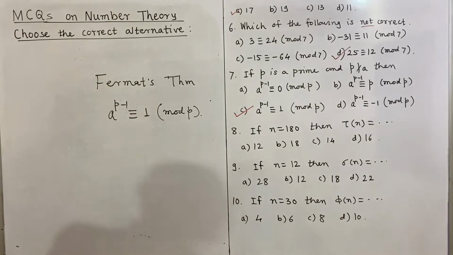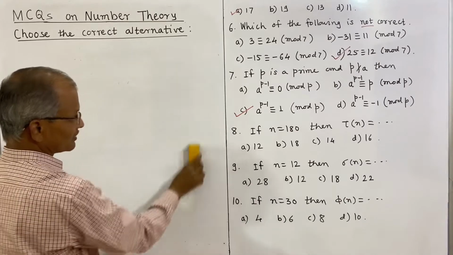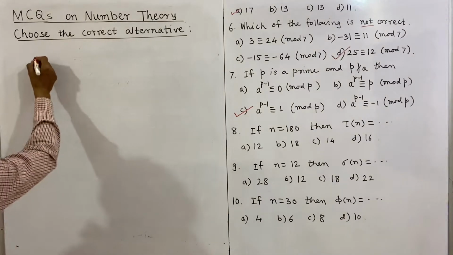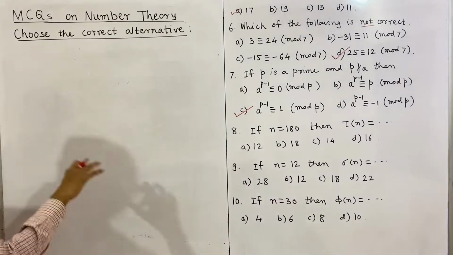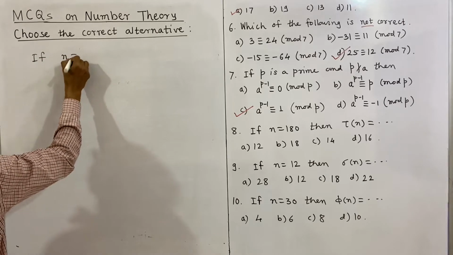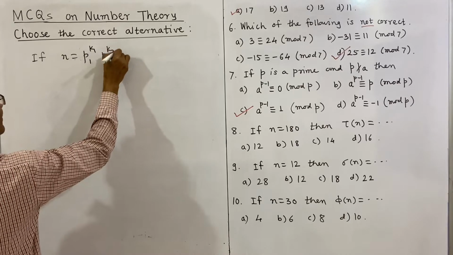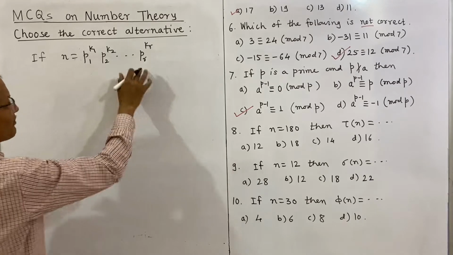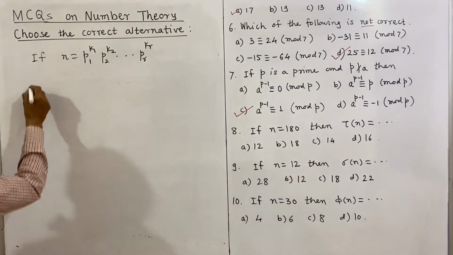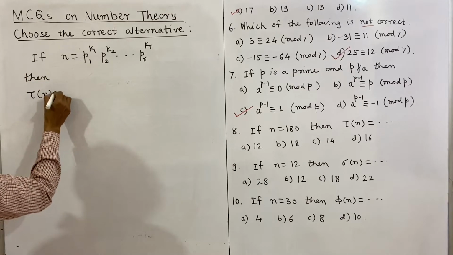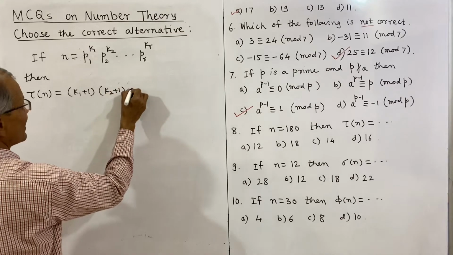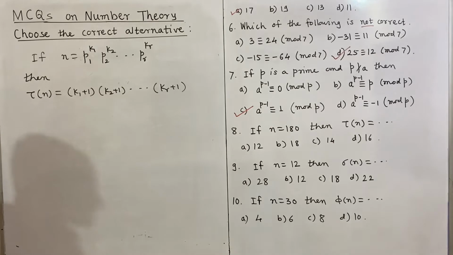If n is equal to 180, then tau n. These are number theoretic functions: tau, sigma, phi. So what is the tau function? For questions 8 and 9, we will consider the numbers in canonical form. If n is equal to p1 power k1, p2 power k2, and so on, pr power kr, where p1, p2, pr are primes and k1, k2 and so on are non-negative, then tau n is (k1 plus 1)(k2 plus 1) and so on (kr plus 1). This is the expression for tau.